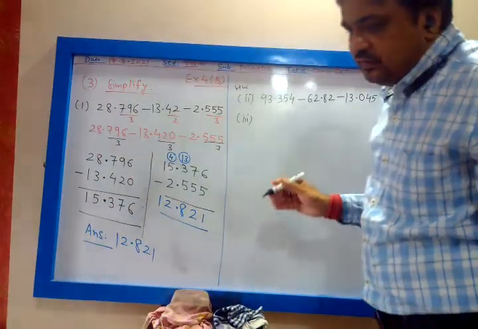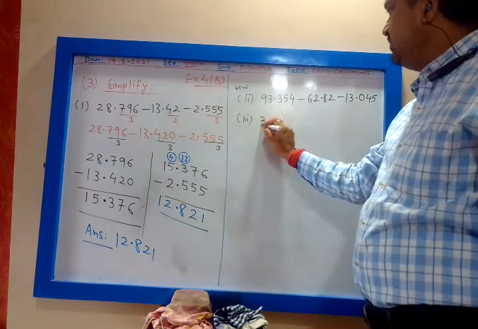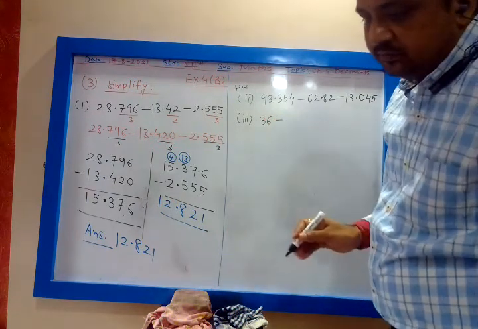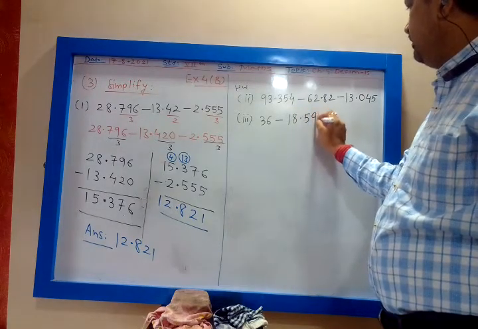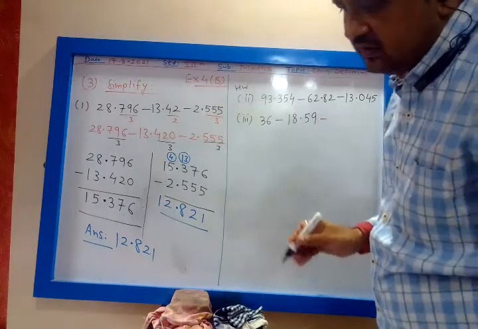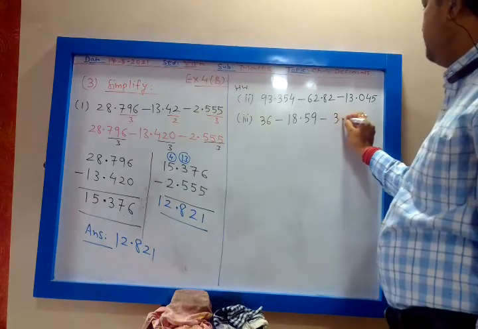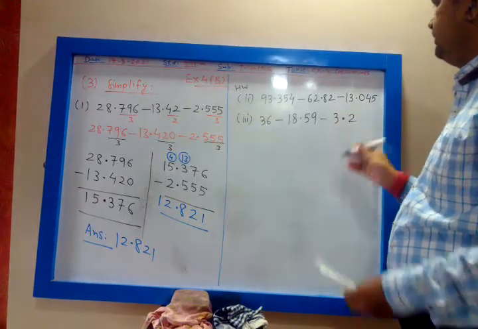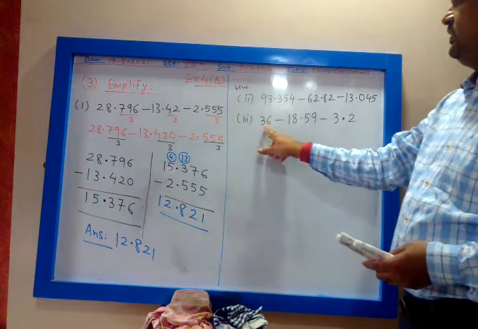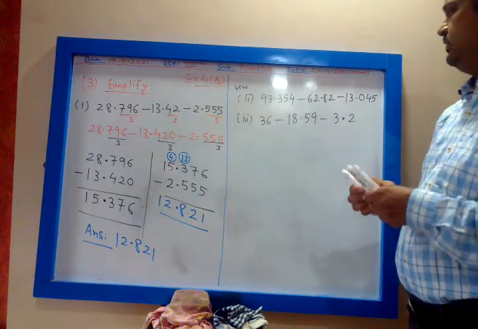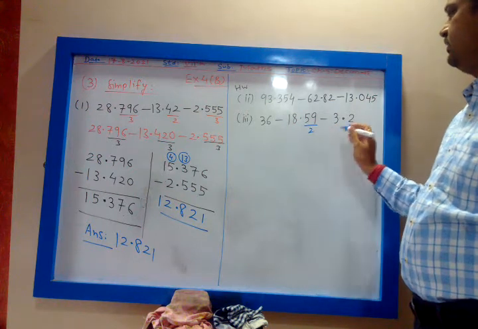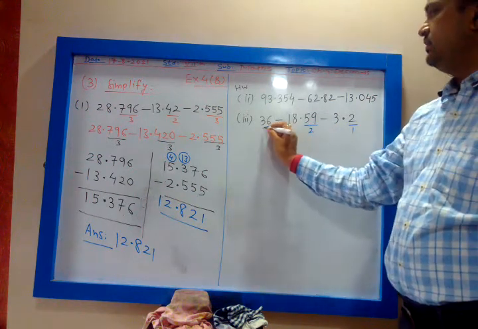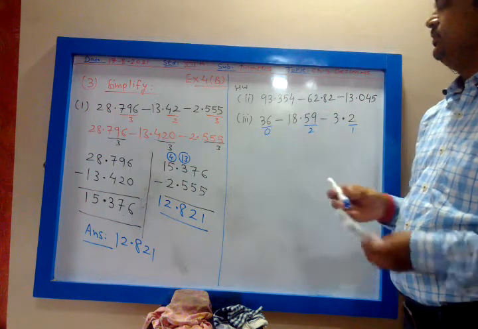Next is 36 minus 18.59 minus 3.2. Okay, let me solve this. This is slightly different. In 36, there is no decimal, my dear. Whereas in 18.59 the decimal places are 2, and in 3.2 the decimal place is 1. In 36 there is no decimal place. Decimal place is 0.